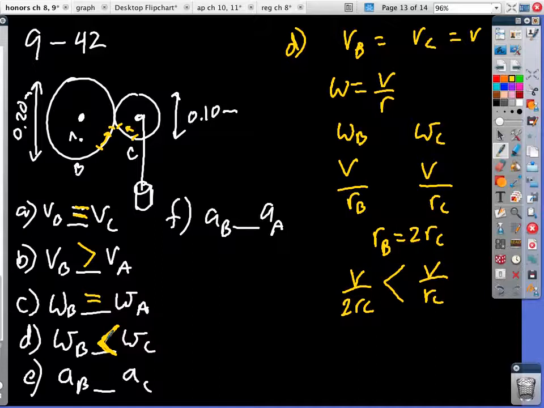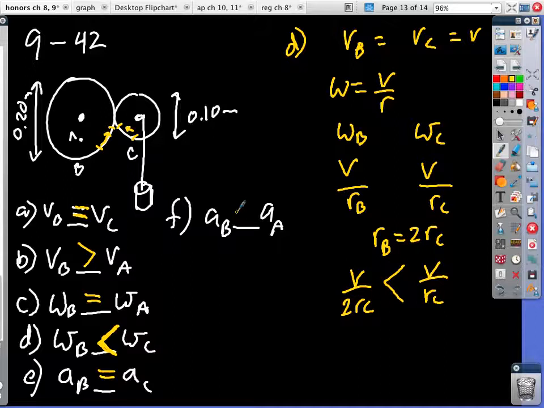Then the acceleration of B versus the acceleration of C. Well, we can do the same thing. You know what, let's just go with the linear acceleration of B and the linear acceleration of C. Those should be equal because once again they're connected. So as one goes up, the other one goes up. However, for the linear acceleration of B versus the linear acceleration of A.